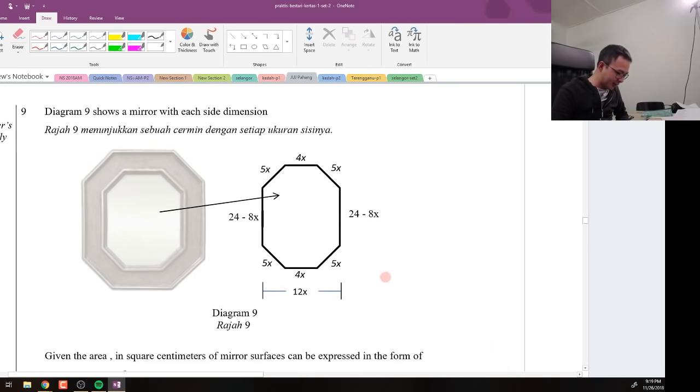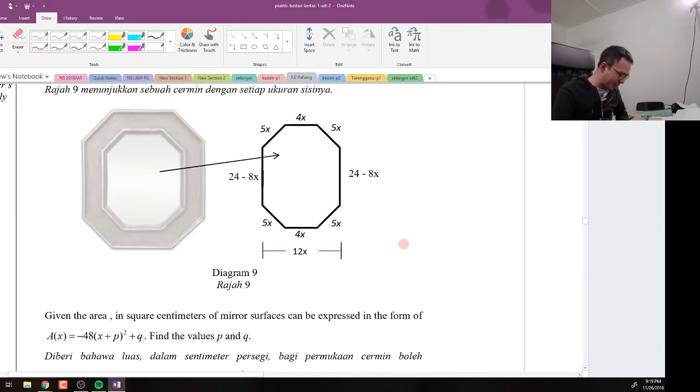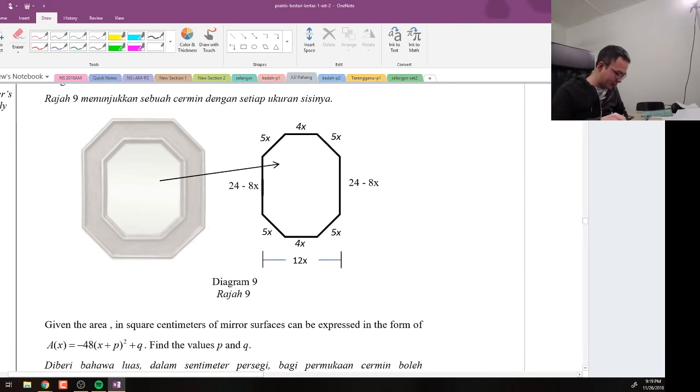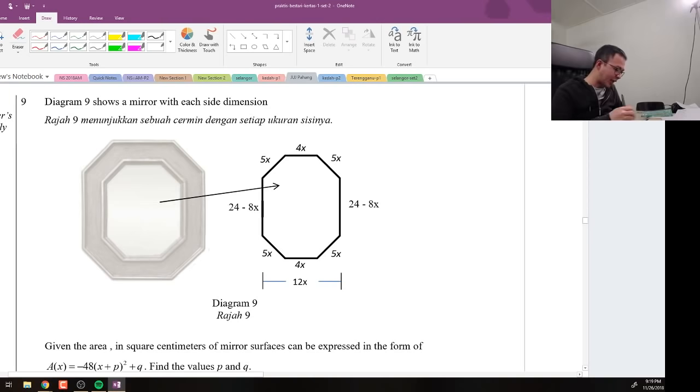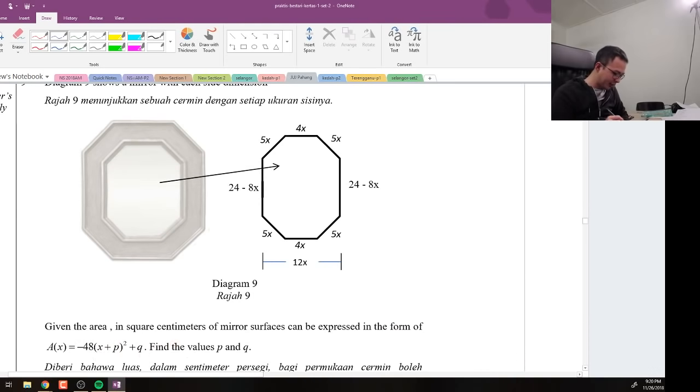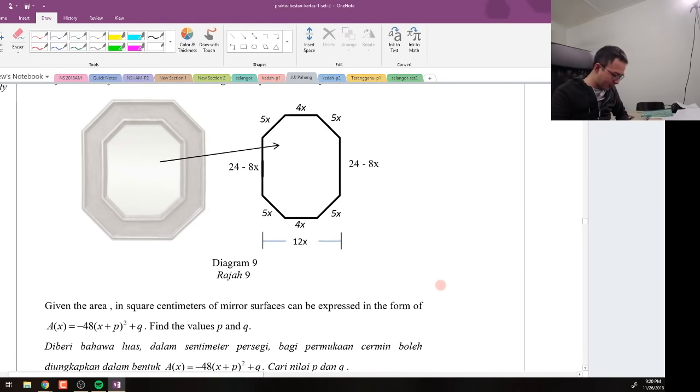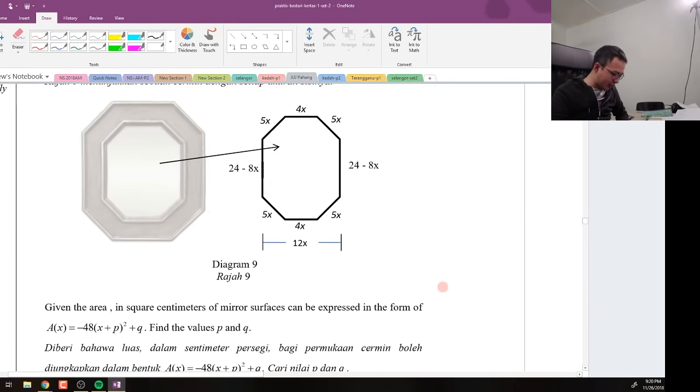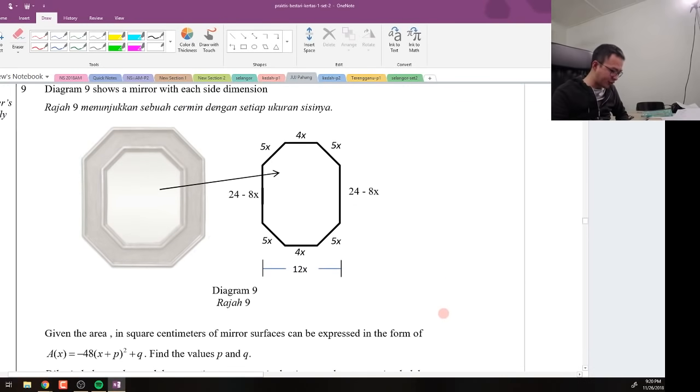Yeah, this is another question. It might be a little bit confusing for you. Okay, the diagram shows the mirror of each side. Given that the area in square centimeters of the mirror surface can be expressed in this form, find the values of p and q.